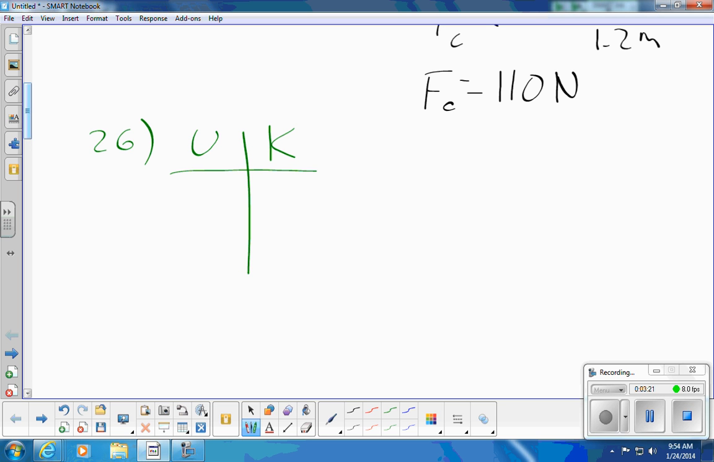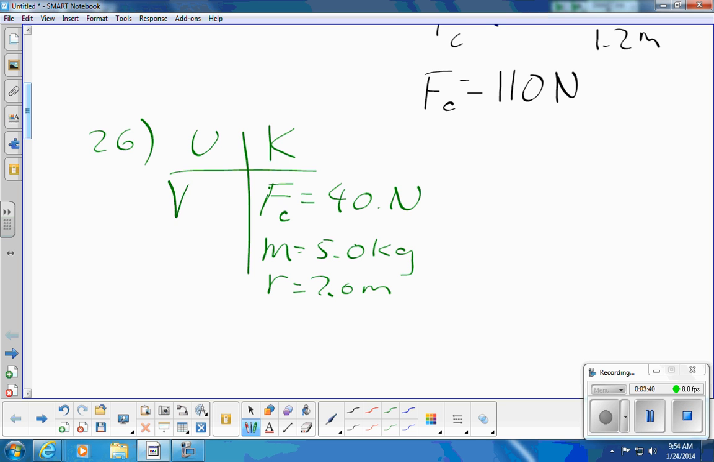Unbalanced force of 40 newtons. That means it's a net force of 40 newtons. And since it's keeping something going in a circular path, I use a special name for net force. I call it a centripetal force. It keeps a mass of 5.0 kilograms going in a circle of radius 2.0 meters. What's the speed equal to?